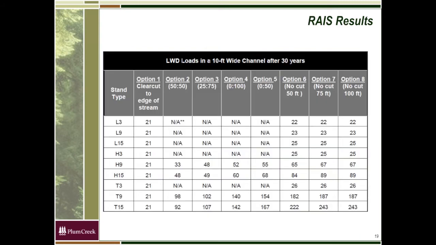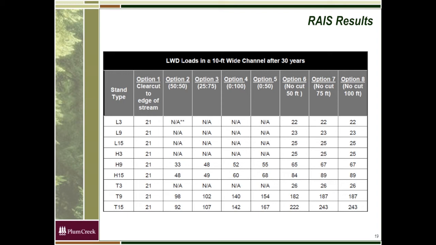This is an example of the RAIS results coming out. I'll just draw your attention to 2 or 3 things. These large areas here are basically the large diameter, high density areas. We looked at different management options, which had to do with everything from clear cutting to the stream to these options over here, which were no-cut 70-foot and 100-foot buffers, and no-cut 50-foot buffers.